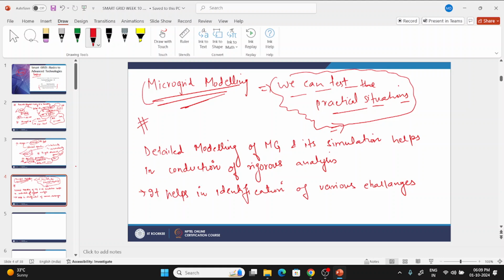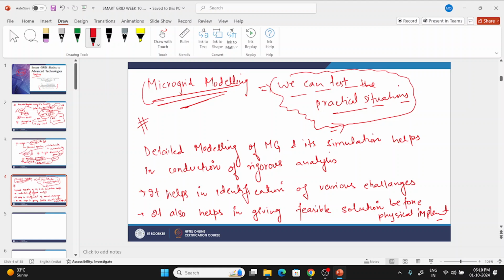Okay, and it also helps in giving a feasible solution before any physical implementation. Okay, so for this reason, the modeling of a microgrid is very much important.